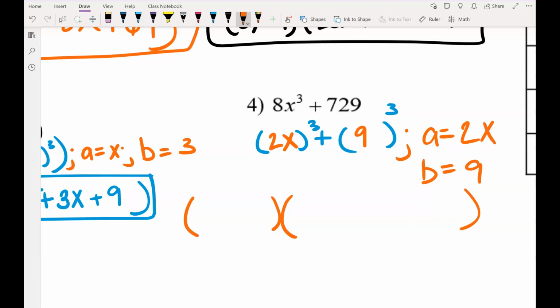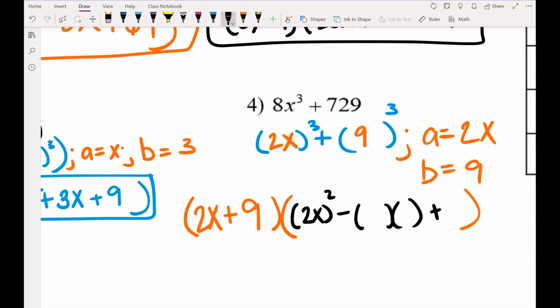All right, let's see. We start out with same sign. So what's our first sign? Positive. Tell me what to write in front of that positive sign. 2x plus what? 9. Times what? A squared. So I'm going to write it. A squared minus or plus? Minus A times B plus B squared. Right, students? So A squared minus A times B, and then plus B squared.